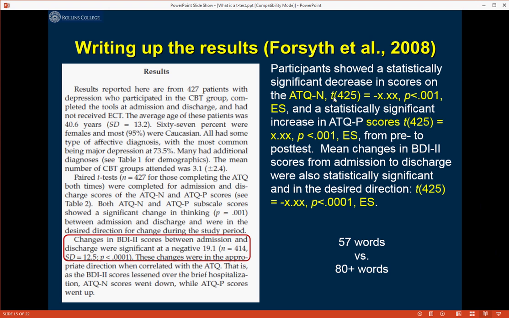That's the kind of language, as a reviewer, and I do a lot of manuscript reviews, that I want to see in a journal. I can read that quickly. I know what's going on. I don't need to be told, for example, that as BDI scores lessened the ATQN scores went down. I know that from reading this. I know right here the fact that this result would have had a negative t tells me everything I need to know in relation to these other scores for the ATQ and the ATQ-P. Okay, so that's a good example of how one group of authors reported results, how it could be better, and let's go on to the next example.